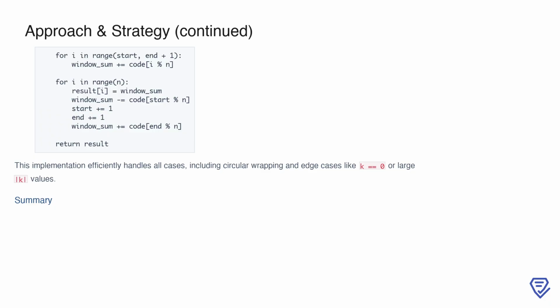Then, for each index in the array, we update the result array with the current window sum and slide the window forward. This involves subtracting the element that is leaving the window, incrementing the window indices, and adding the new element that is entering the window. Modular arithmetic ensures the indices stay within bounds. At the end of the traversal, the result array contains the transformed values, and this implementation handles all edge cases efficiently, achieving the optimal performance.